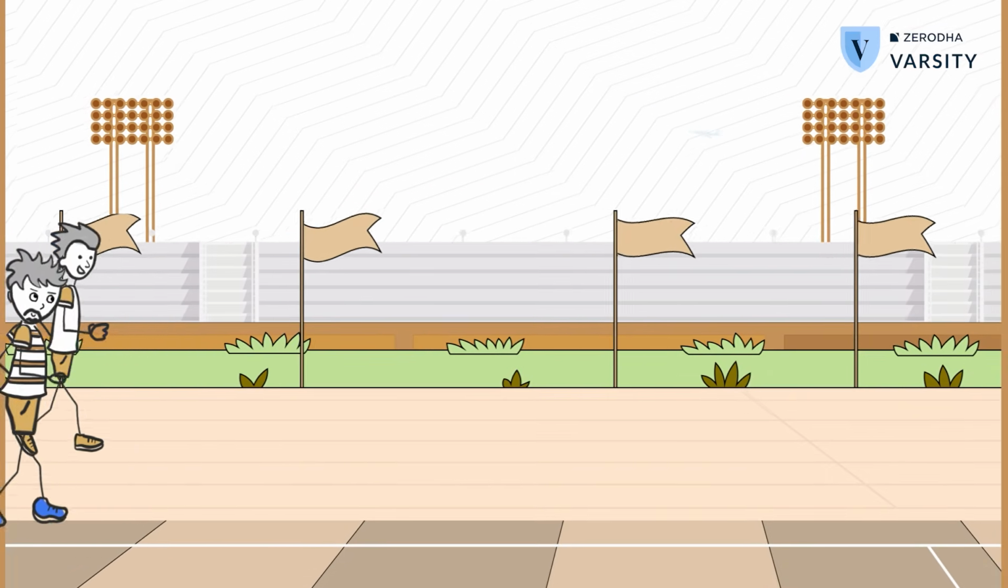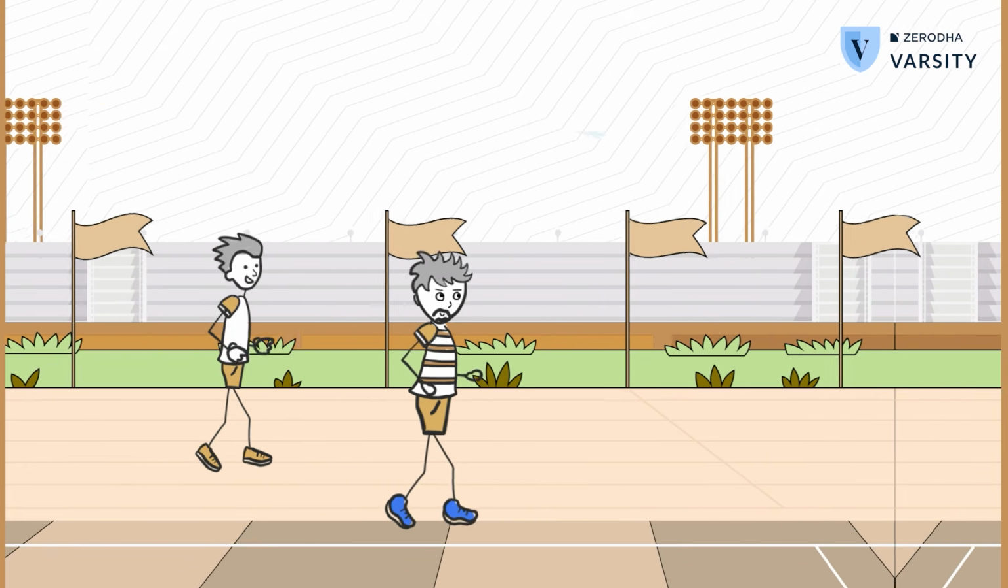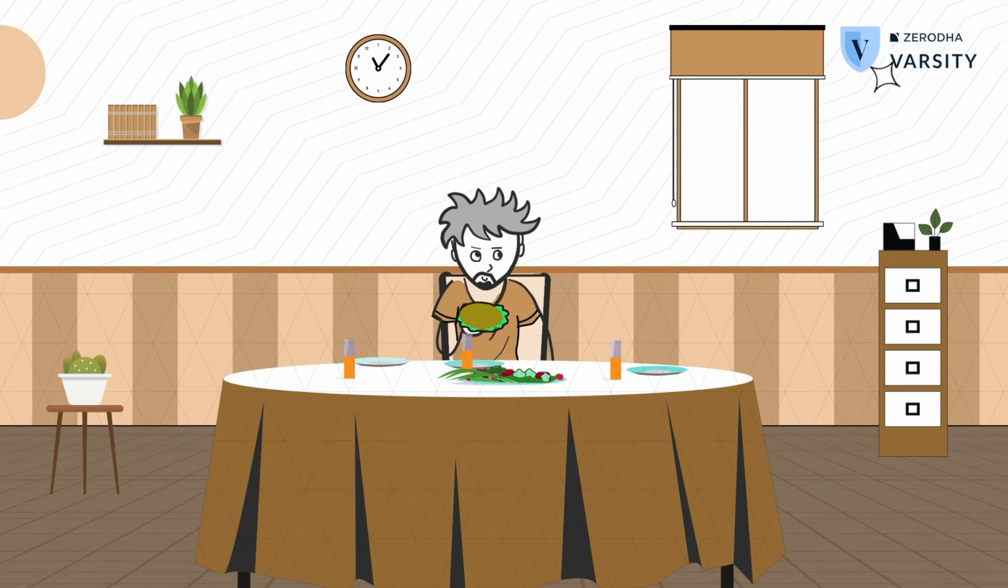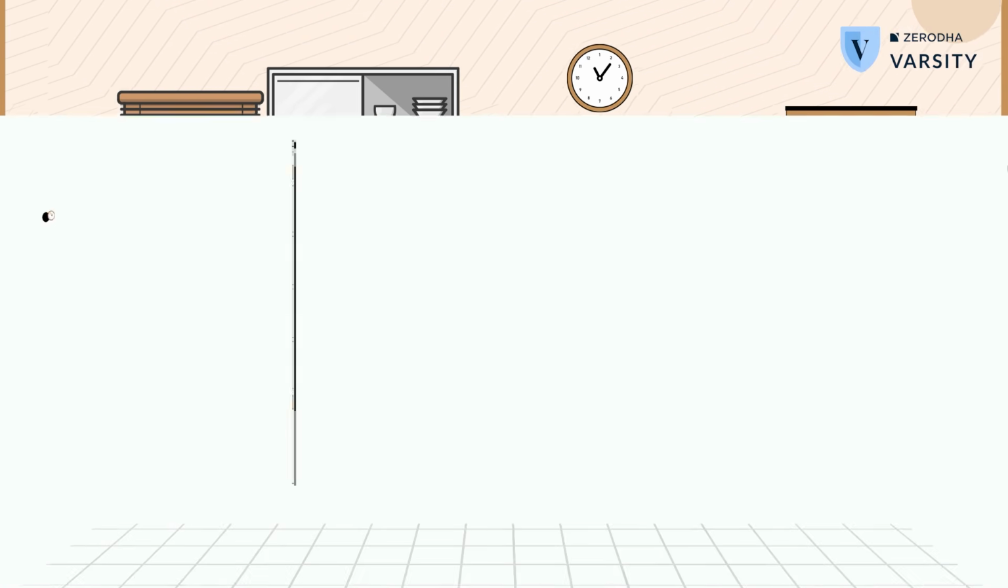Let us assume that you make up your mind and decide to run 10 kilometers. You have no prior experience in running, but that doesn't stop you from giving it a try. You do all the right things before the run. You eat a lot of carbs the previous night, you hydrate yourself well, and you get an adequate amount of sleep.